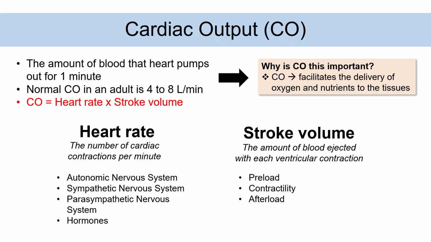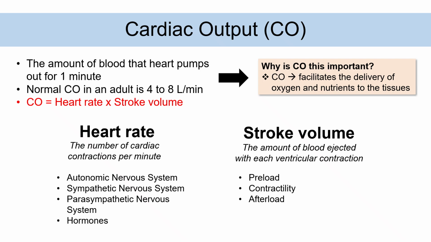So the reason why we keep talking about cardiac output, or we will be talking a lot about cardiac output, is because the output is going to dictate how much oxygenated blood the body gets, or the cells, tissues, and organs receive. So first we have the heart rate, and this is going to be the number of cardiac contractions per minute. We know that.